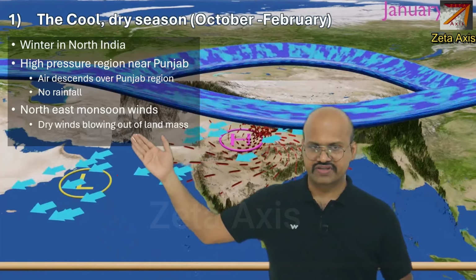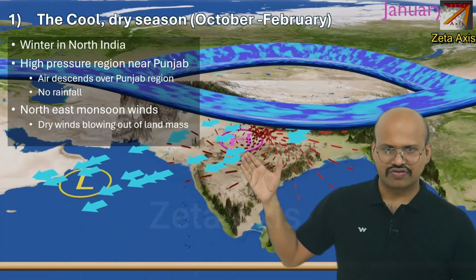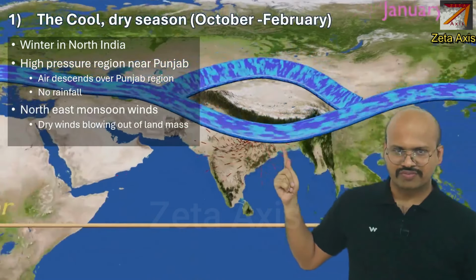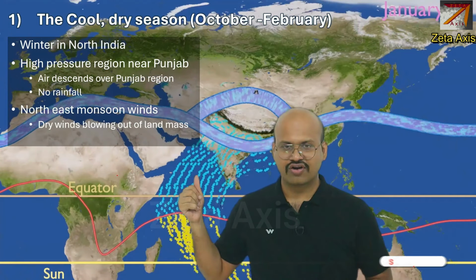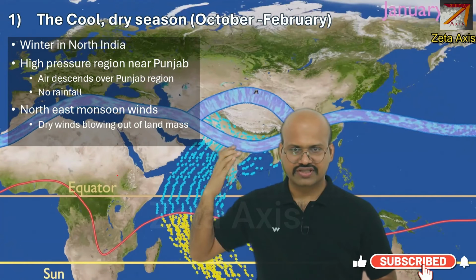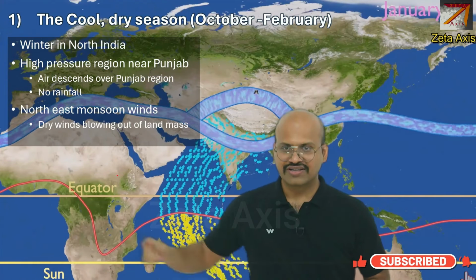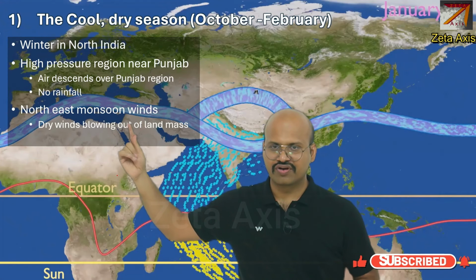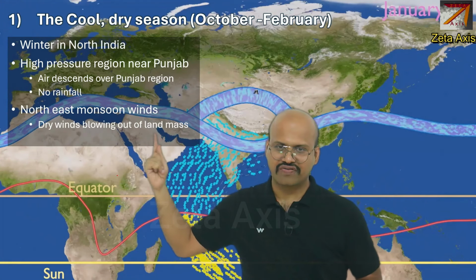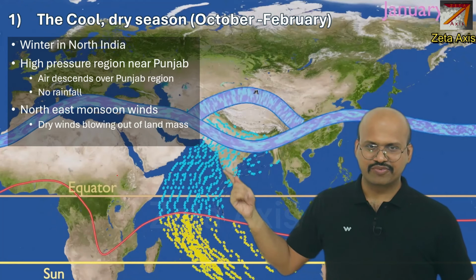Now the northeast winds. Because there is high pressure over here, the winds will move from this region towards the Indian Ocean from the northeastern direction. This is what is called the northeast monsoon winds. They will flow, and these are dry winds blowing out of the landmass. These winds are dry because they are coming from the land.